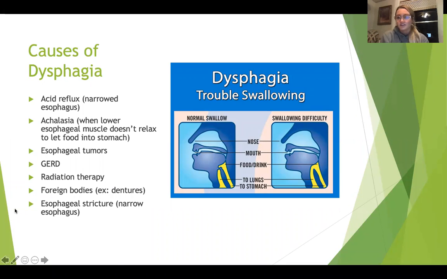Causes: acid reflux, a narrowed esophagus. Esophageal tumors can cause issues because then the food can't go down into the stomach and gets caught. GERD, radiation therapy, foreign bodies, and dentures can make it hard to chew and swallow. And esophageal stricture, which is a narrowed esophagus, so the food also struggles to go down. In the picture that I've included, you can see the esophagus right beneath the mouth, and on the right, it's closed, so it can cause a lot of difficulty.